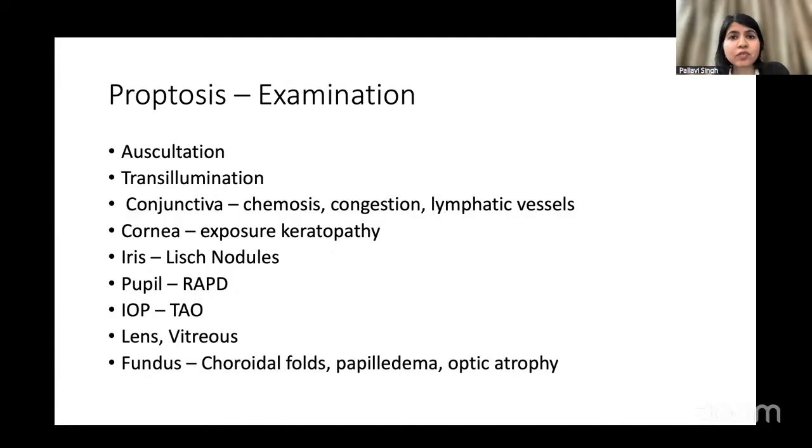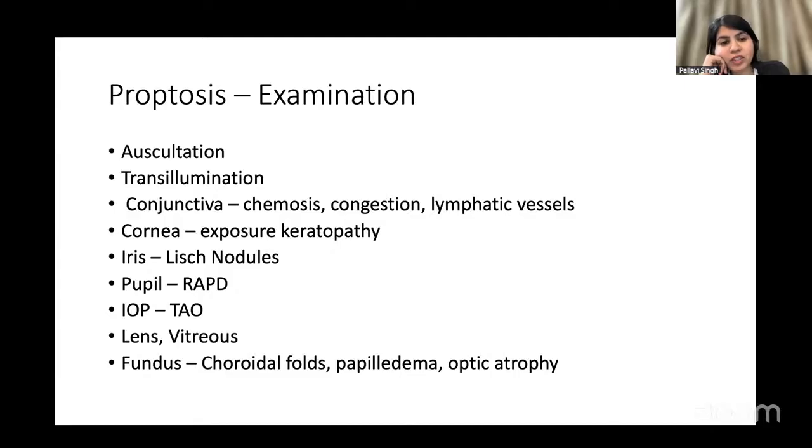The other things that you have to look at in a case of proptosis is the conjunctiva, if there's any chemosis, any congestion, which is very typical in cases of thyroid eye disease. If you have any lymphatic vessels, very common in cases of lymphangioma. You have to look at the cornea for any exposure keratopathy. In the iris, in cases of neurofibromatosis, you might find Lisch nodules. Again, very important to look at the pupil, because anything which is compressing the optic nerve can cause an afferent pupillary defect.